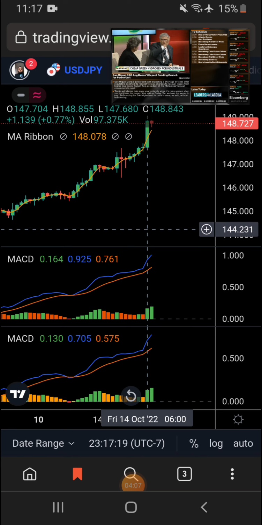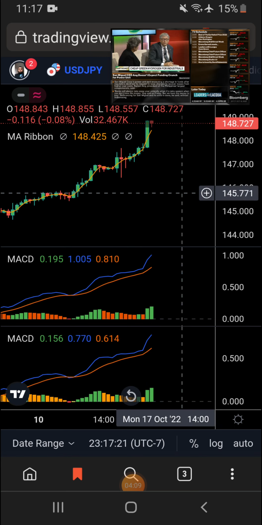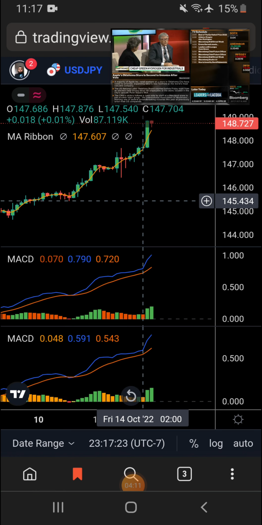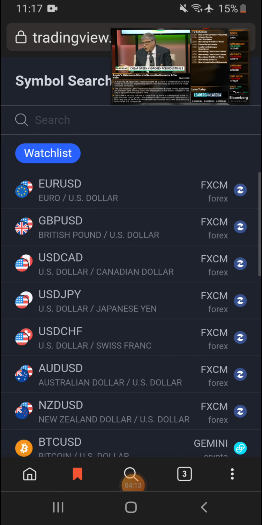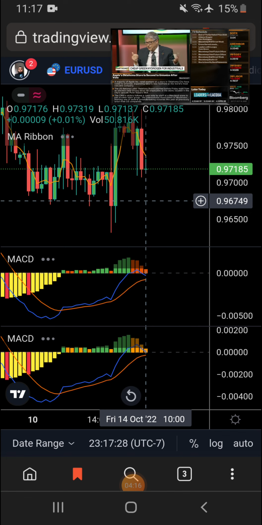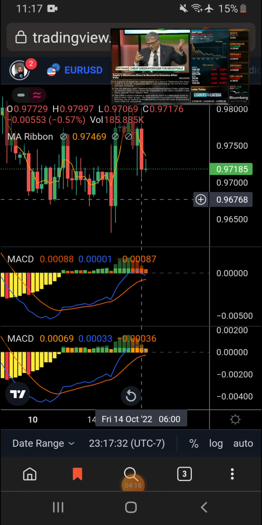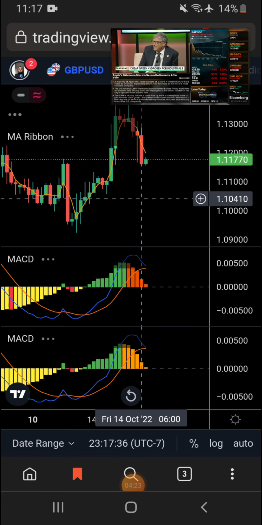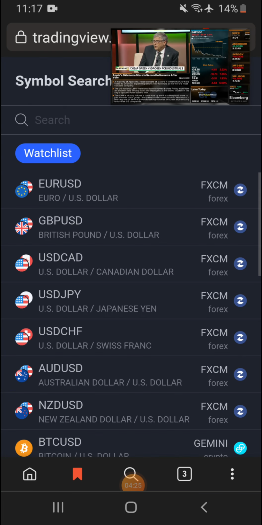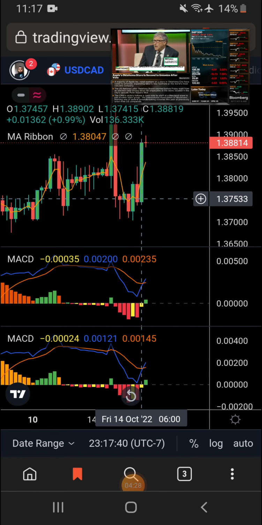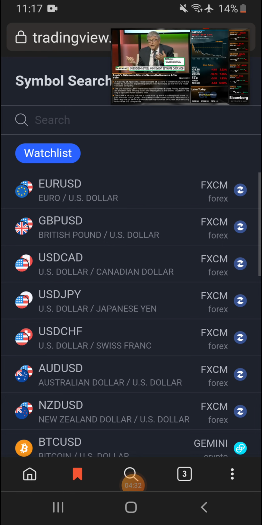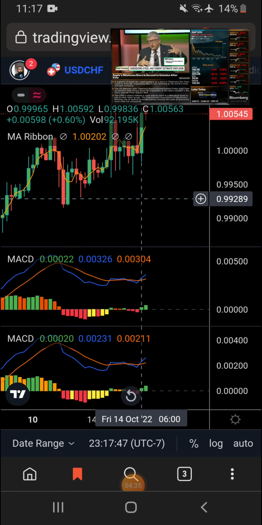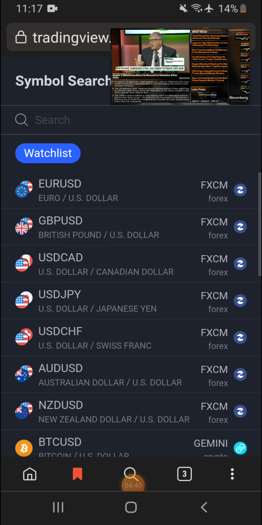We had the US dollar continue to show strength. Not against all pairs though, so not against the euro. Not against the pound. It was against the Canadian dollar. So it was bullish against the Canadian dollar and the Japanese yen, as we saw. The Swiss franc, it was bullish against as well. So it's kind of a mixed picture here.